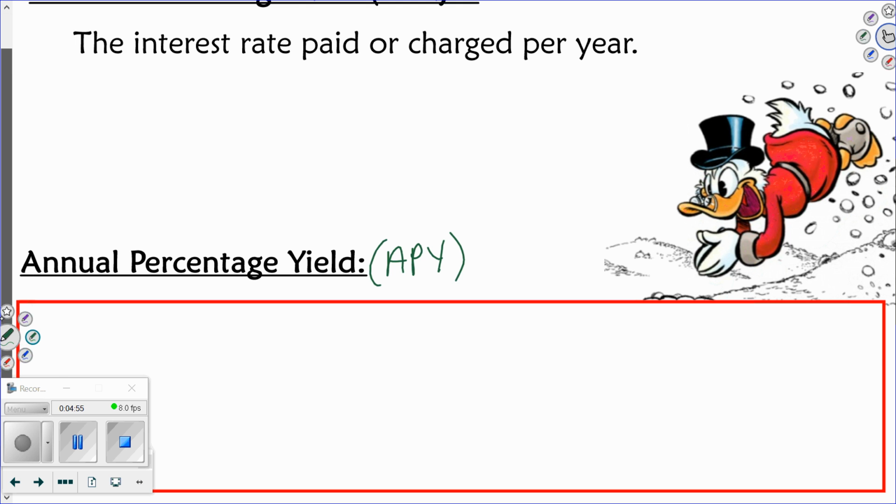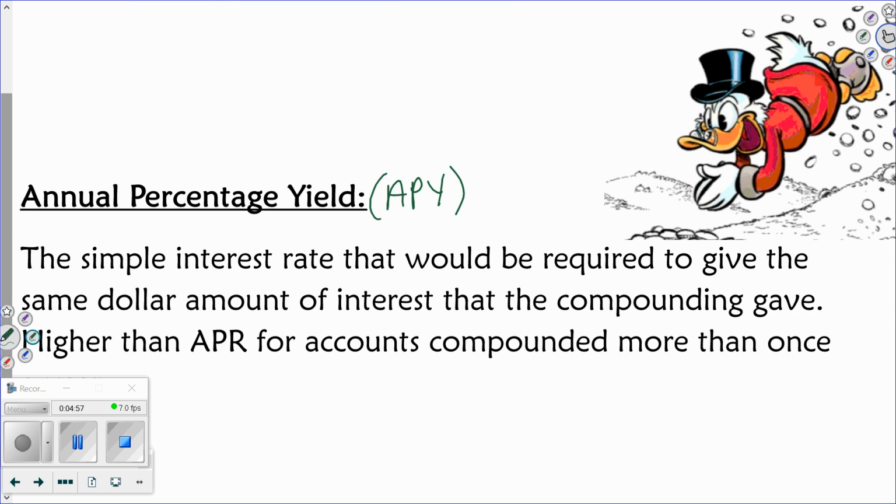And then annual percentage yield. You want to make sure you understand what this is, because APY is one of your other formulas.